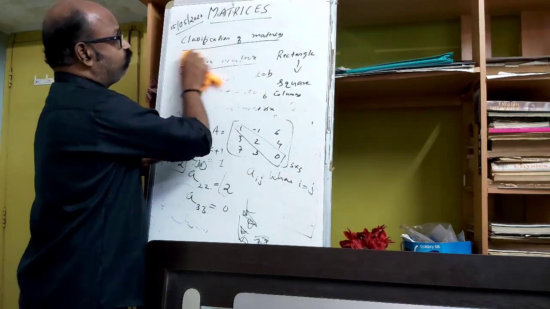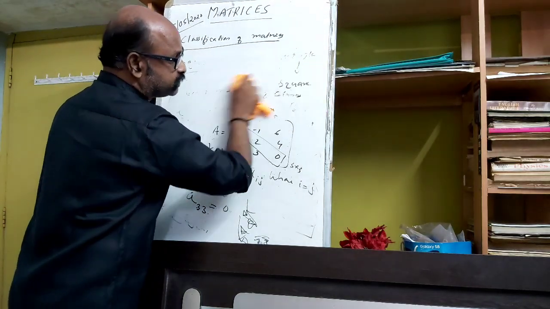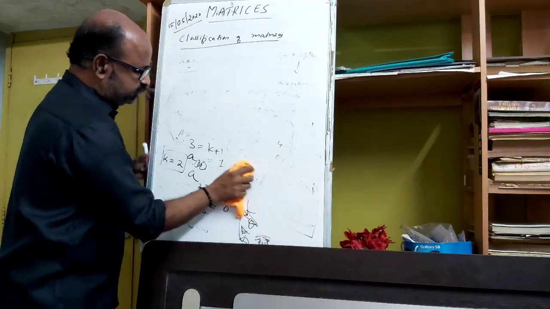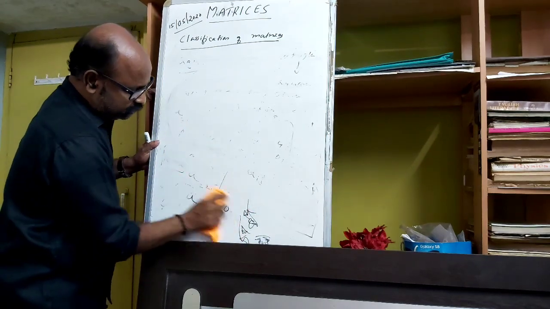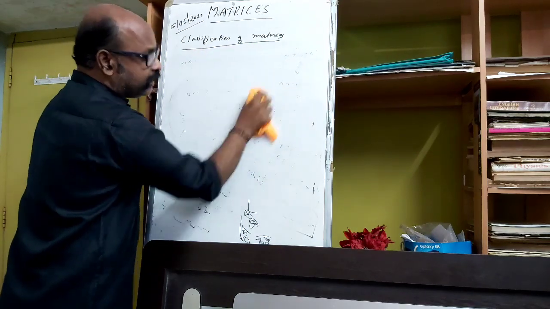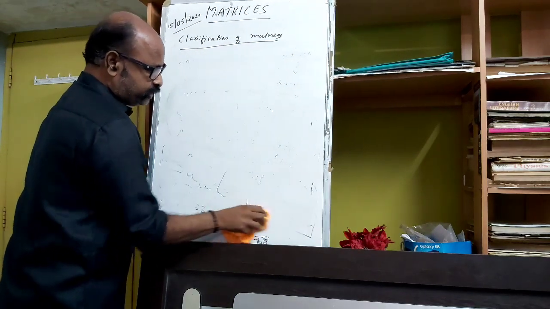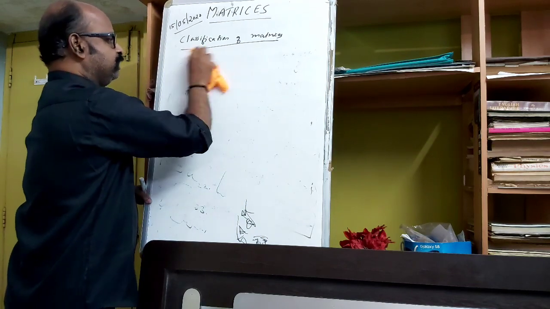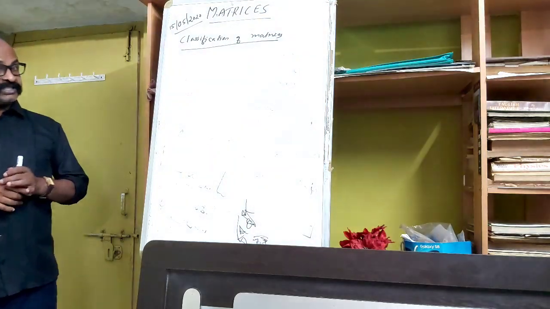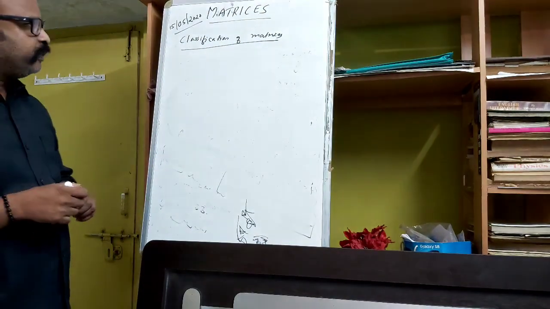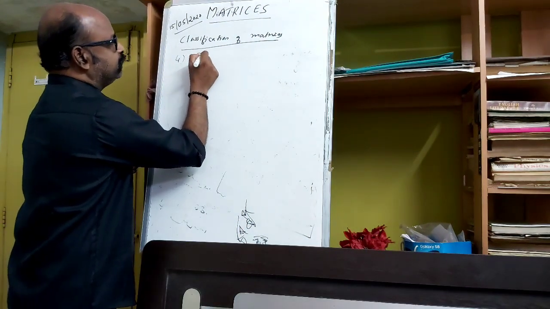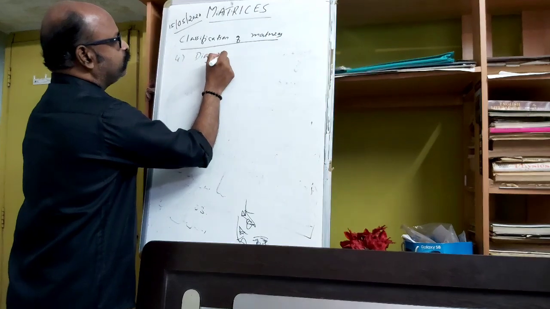So what have we discussed now? We discussed a square matrix, thereafter the principal diagonal, then the minor diagonal, and thereafter the diagonal elements. Now in the classification, we have discussed three: row matrix, column matrix, square matrix. Now we come to the fourth one, that is a diagonal matrix.